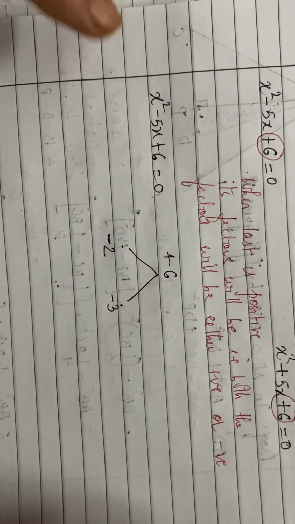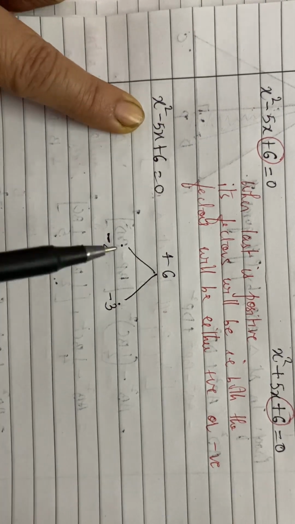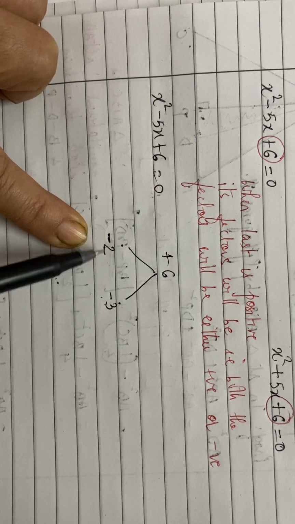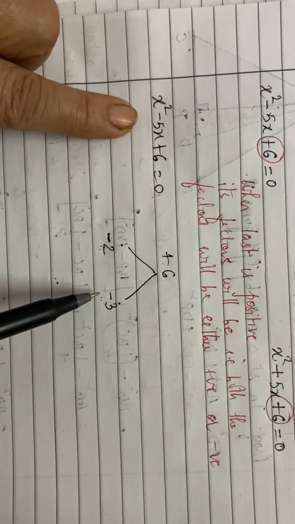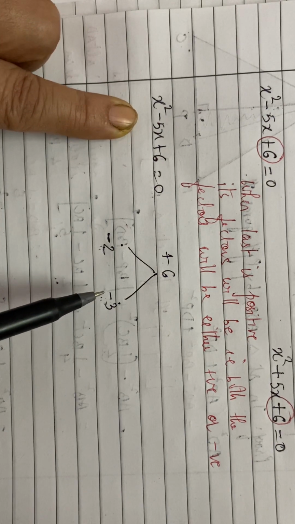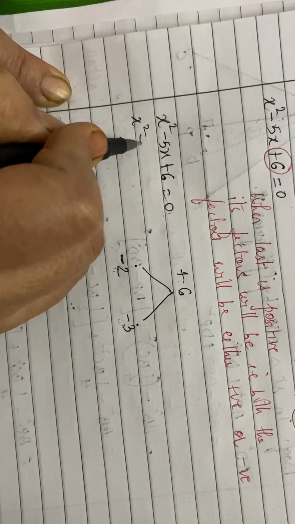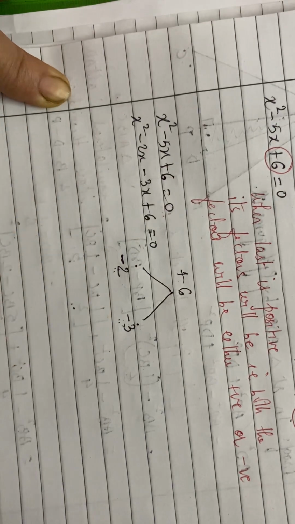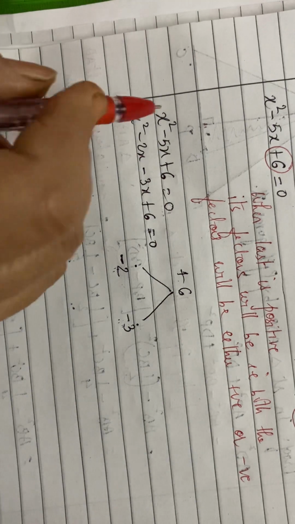How do we decide that? We decide by the sign of the middle term. Here the middle term is negative, so both of the factors of 6 will be minus 2, minus 3. Minus 2 into minus 3 is plus 6, and minus 2 and minus 3 is minus 5. I hope you understood this point. So now we write this as x square minus 2x minus 3x plus 6 is equal to 0. Fine. Now we group the terms.